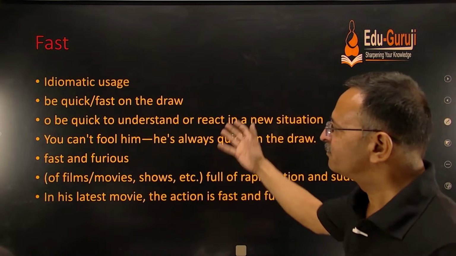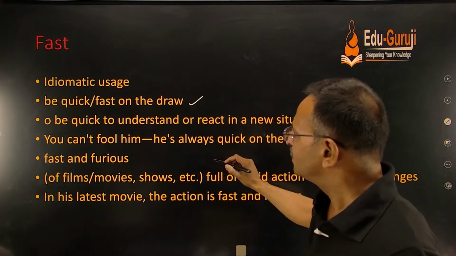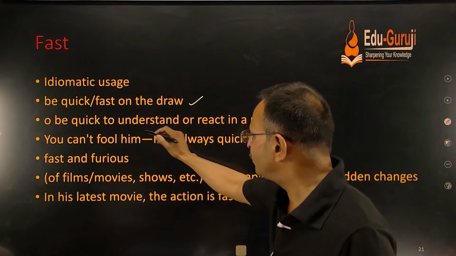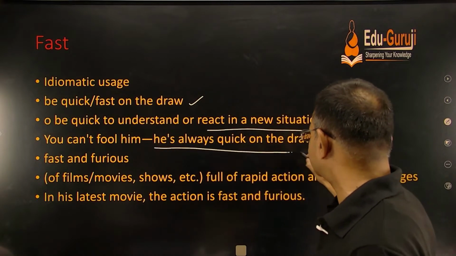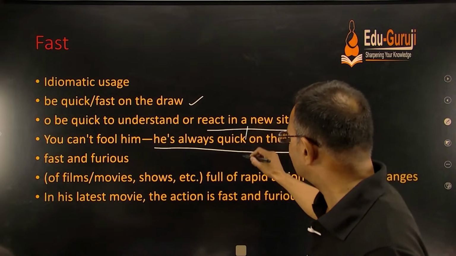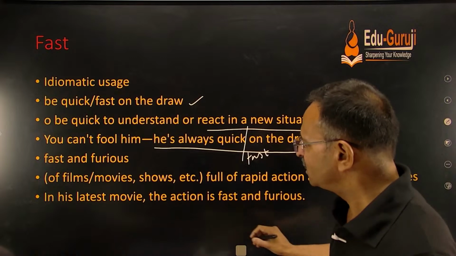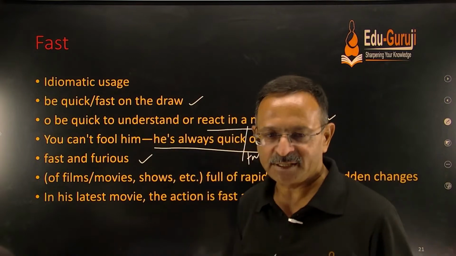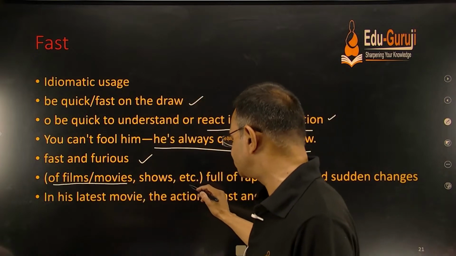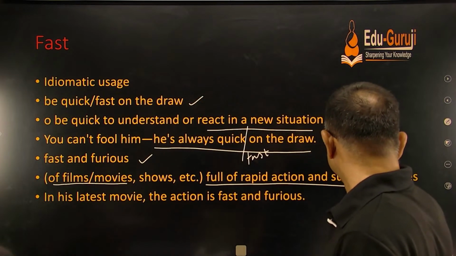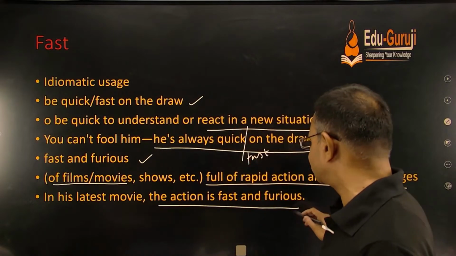Of course, sorry, we can have idiomatic usage also. Be quick, fast, on the draw, right? So be quick to understand or react in a new situation. You can't fool him. He is always quick on the draw, or he is always fast on the draw. So remember this idiom. Then second one is fast and furious. This you might have heard. It is mostly used in films, movies, and shows, full of rapid action and sudden changes. So in his latest movie, the action is fast and furious.